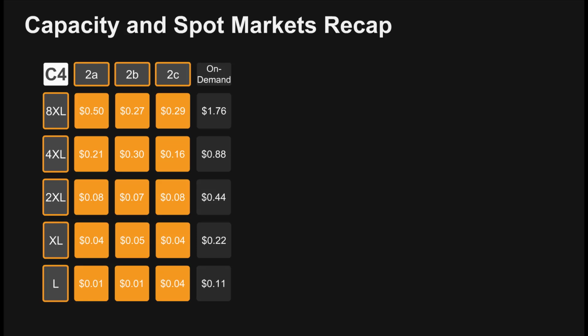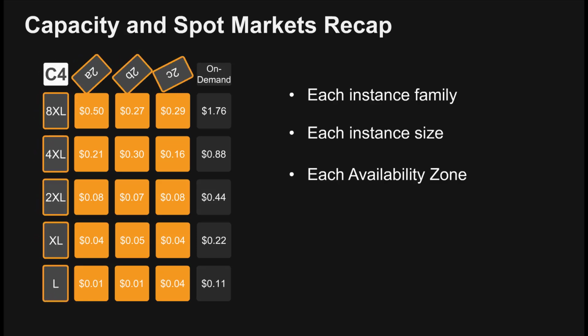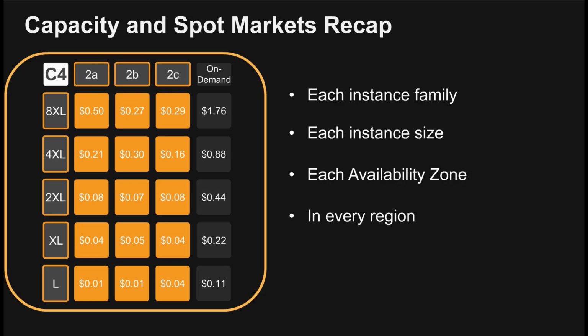This is an example of a snapshot in time of pricing, I think from last year sometime. You can see there that the on-demand price for each of these instances is listed on the right-hand column. And you can see that the prices do fluctuate between availability zones as well as between instance sizes. It's important to understand that every family, every size, every availability zone in every single region, this entire rectangle, is a separate and unique spot market. And prices in one AZ do not affect prices in another AZ.